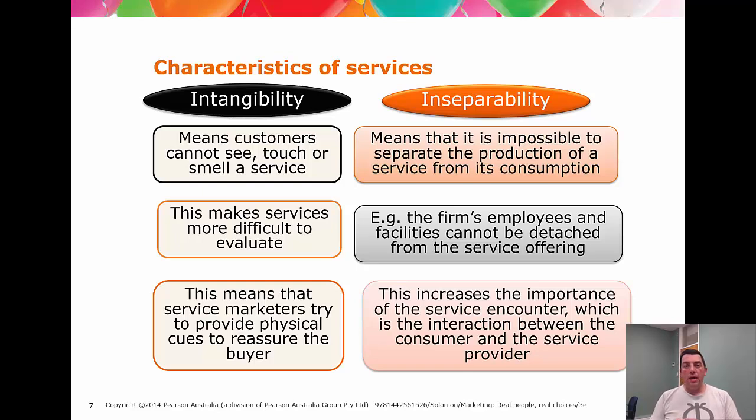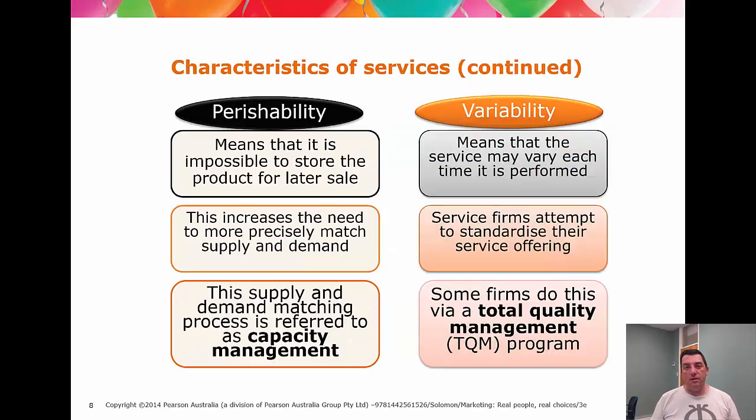But inseparable, it's very hard to separate parts of a service delivery away from the entire offering the consumer gets and then put the value based around that one aspect. The firm's employees and facilities can't be detached, for example, from the service offering. So when I deliver a lecture, when you get the lecture or this recording even, the way I deliver it can't be separated out to make it fantastic or fancier or change the background. I wish. But hey, that might come in the future.